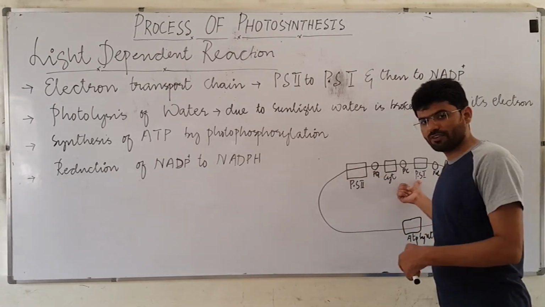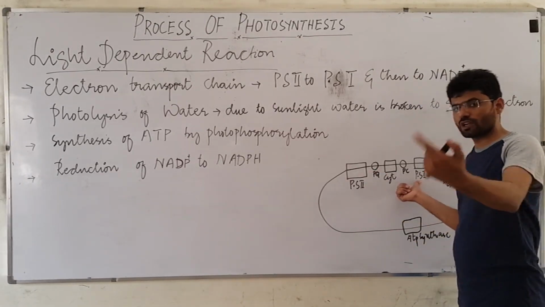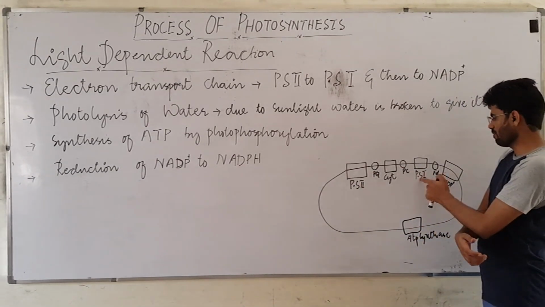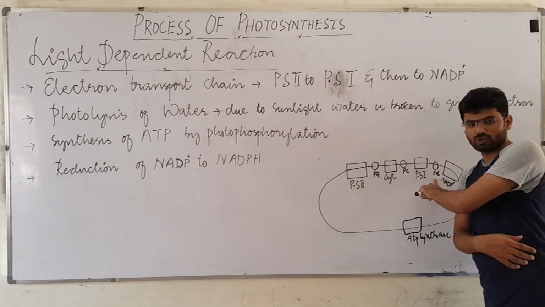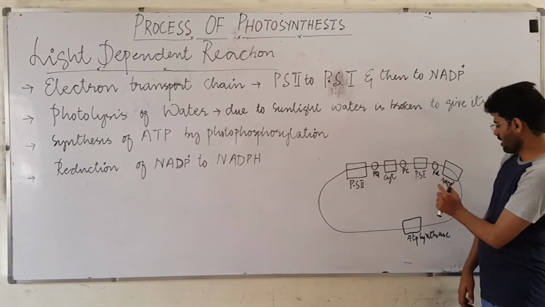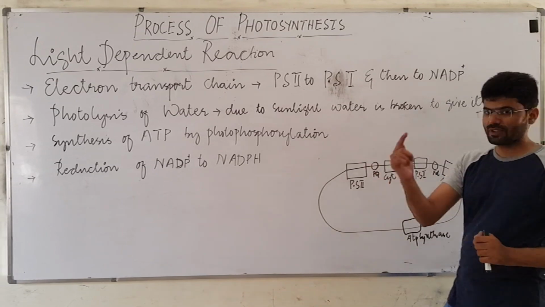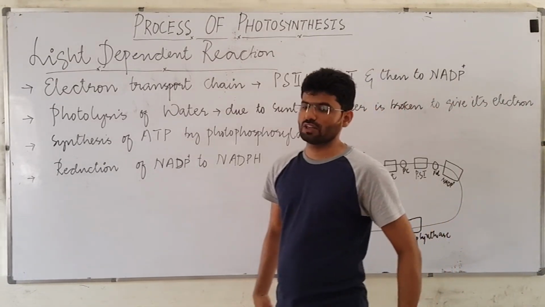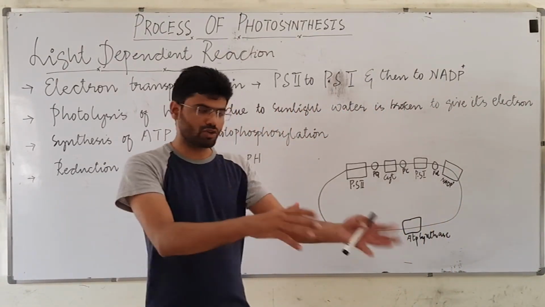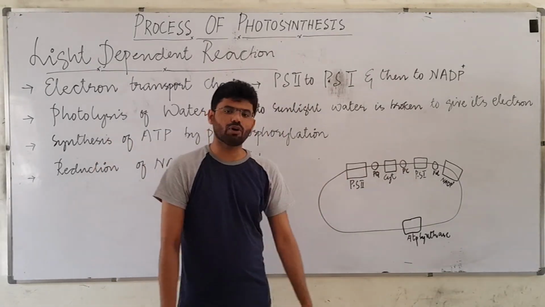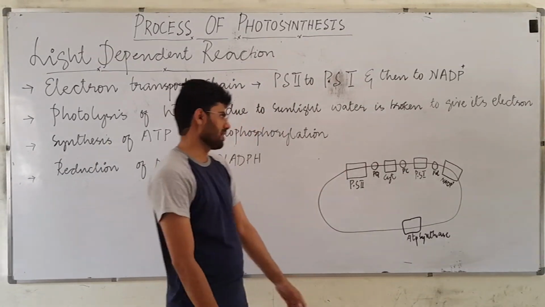As I told you in my previous video, the new story will start when this PS1 loses its electron. It will be given to another mobile electron-carrying molecule, ferredoxin, and then finally to NADP. So this is called the first thing of this light-dependent reaction, the electron transport chain, in which you saw how electrons are transferred from one complex to another complex.